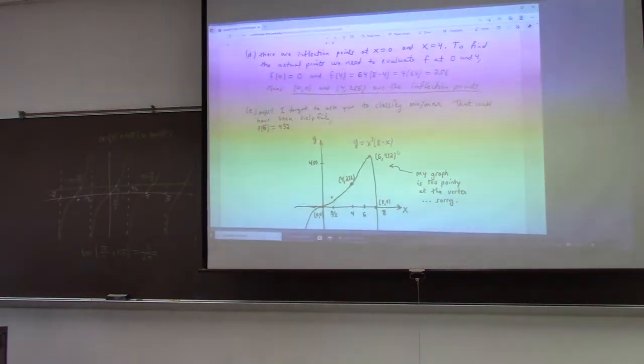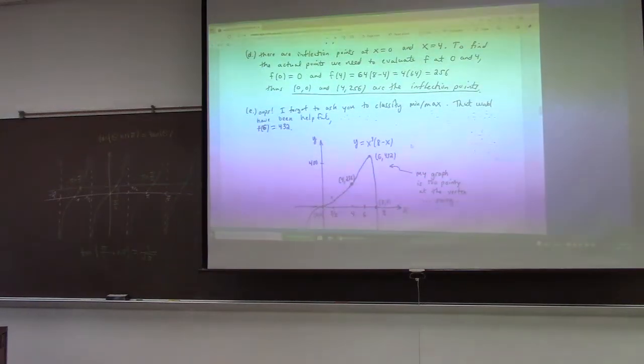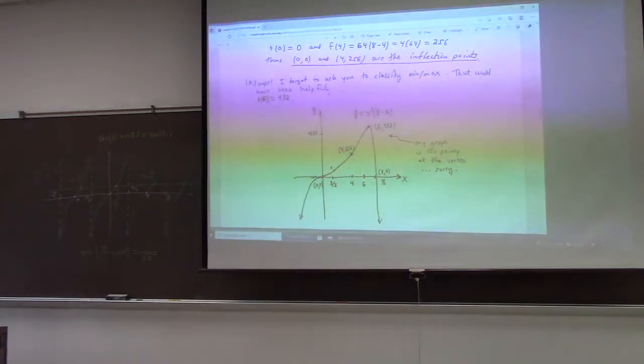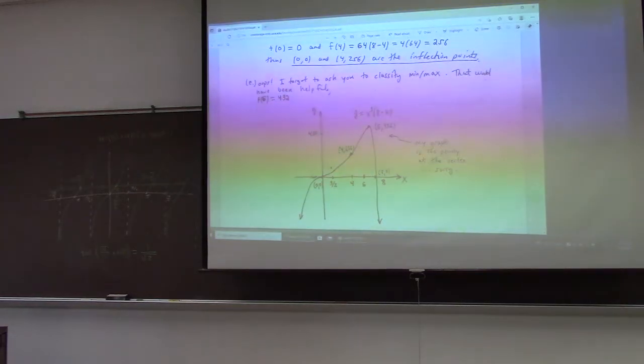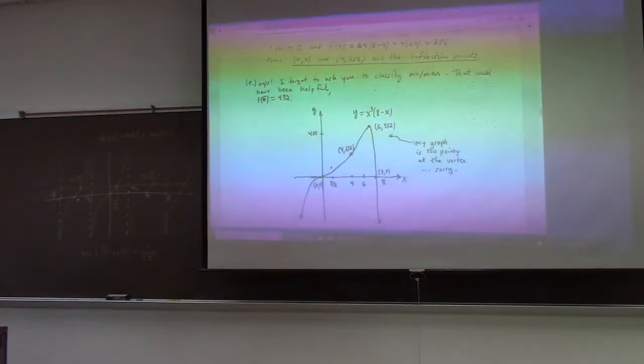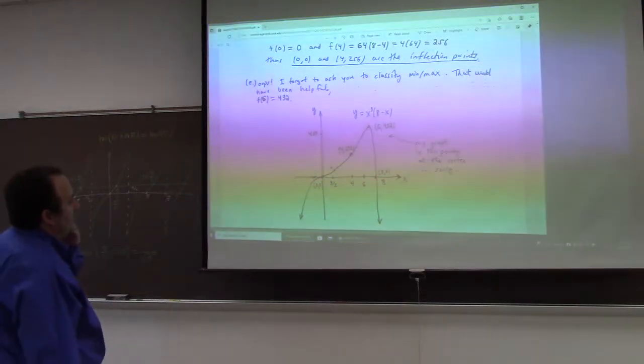Yeah, at this point, as I was writing my solution, I realized I forgot to ask them to classify min-max for these problems. But it would have been helpful because they're going to make a graph, right? Minimums and maximums are helpful for graphing. So that would have been helpful.